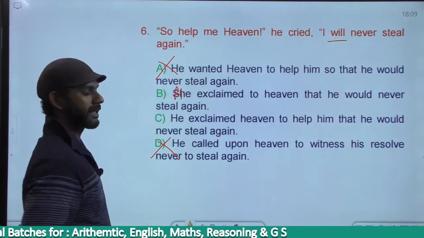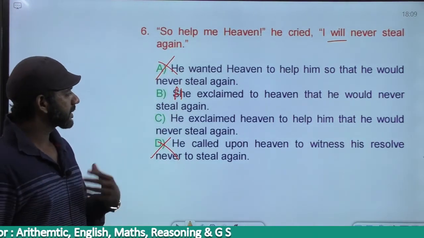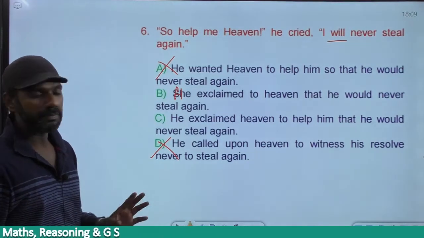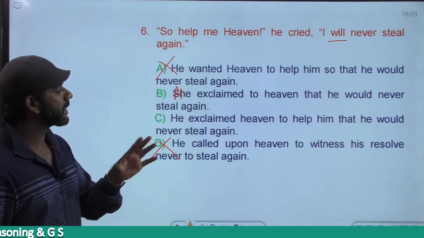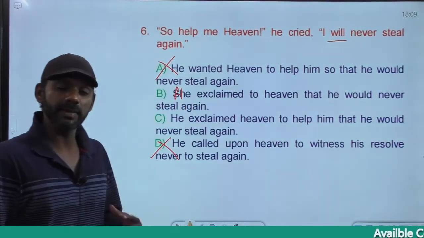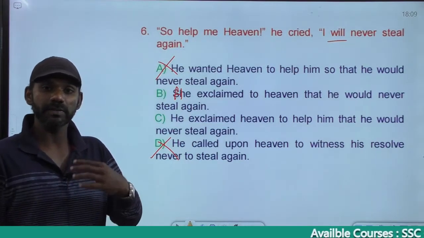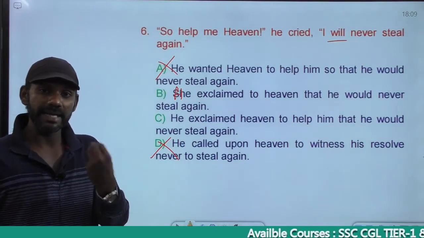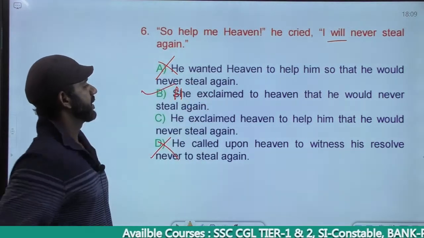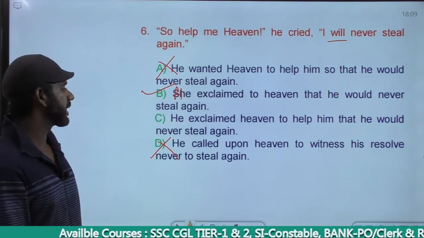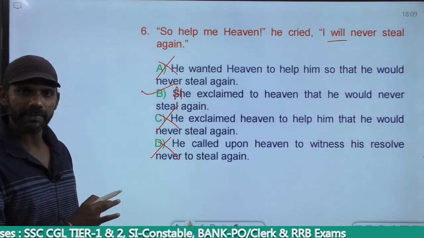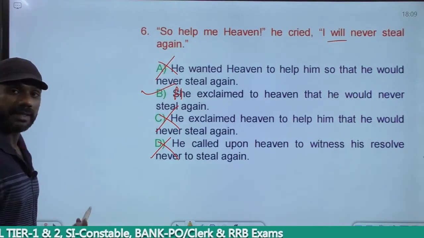Option A is eliminated. Come to option C. He exclaimed heaven to help him that he would never steal again. Come to option B. He exclaimed to heaven that he would never steal again. So help me heaven, he cried, I will never steal again. That means the exclamatory statement was made to heaven, and he was telling heaven that he would never steal again. That meaning comes only in option B. Option C is eliminated. The answer must be option B. Got it? Come to the next. I exclaimed you is wrong.